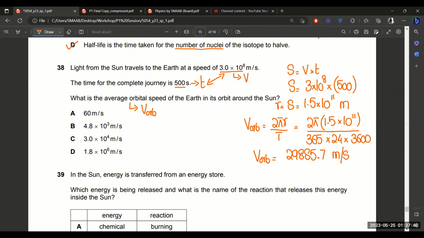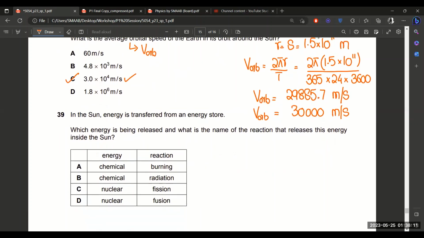So that will be equal to round figure 3000, sorry, 30,000. So this is the round off value, and we need to convert into two significant figures in scientific form. So that will be equal to this option C. 3 and 4 zeros in the exponent. 3 into 10 to the power 4 meter per second is the right choice.